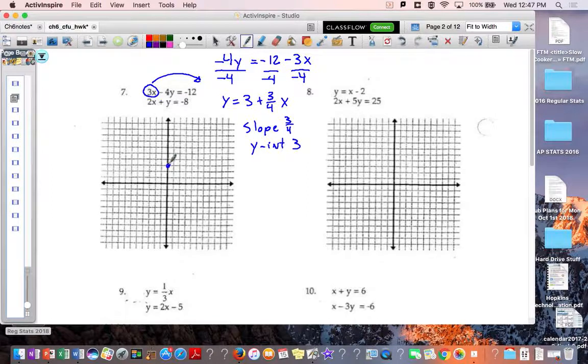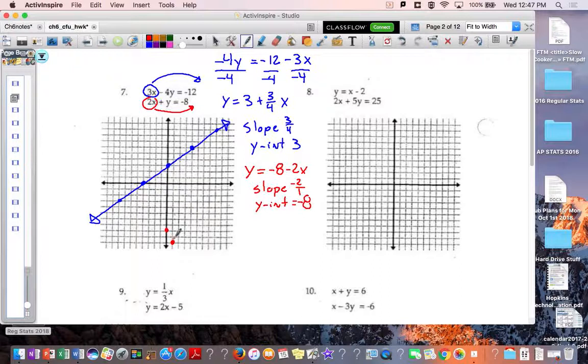So there's my y-intercept 3, up 3 over 4, up 3 over 4. Down 3 to the left 4, down 3 to the left 4. Okay? Make sure those are connected. That one's done. So on the second one, what's nice is if I move the 2x over, I have the equation y equals negative 8 minus 2x. So my slope is negative 2 over 1. My y-intercept is negative 8. So 2, 4, 6, 8. So I'm going right 1, down 2.